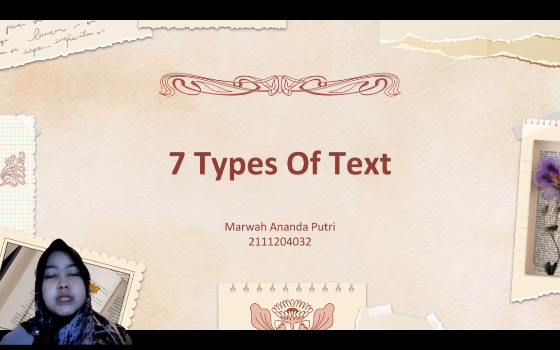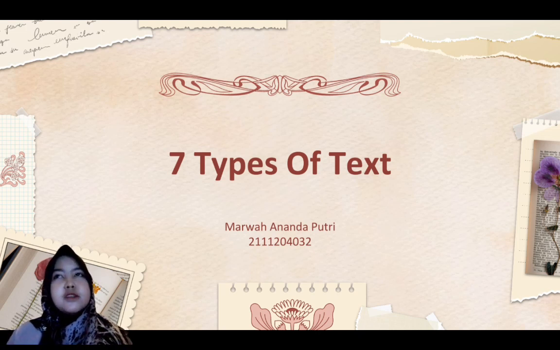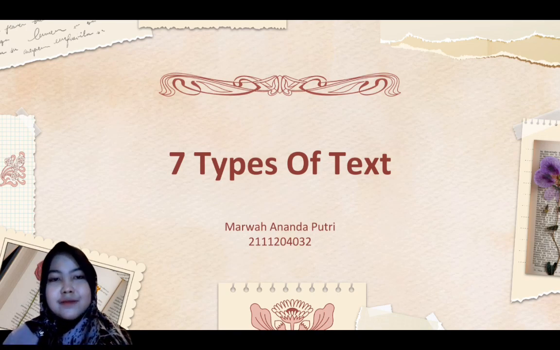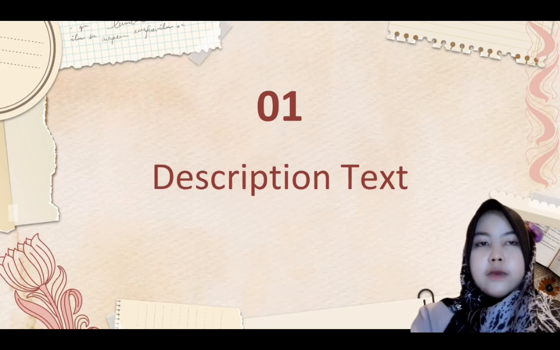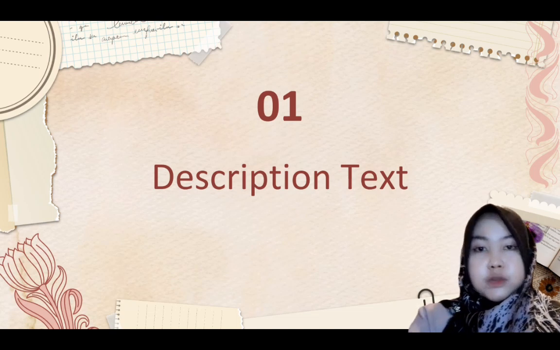Today we're going to explore the types of text in reading, and I'm going to explain 7 types of text. Now let's discuss all of these texts. Okay? First, let's talk about description text.